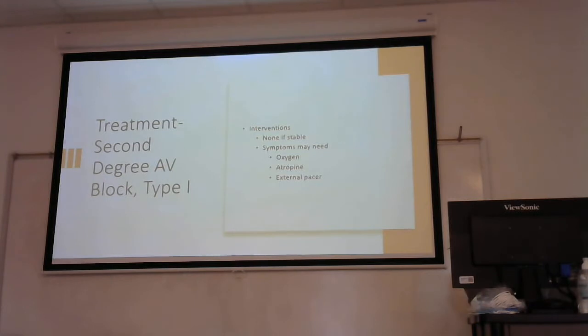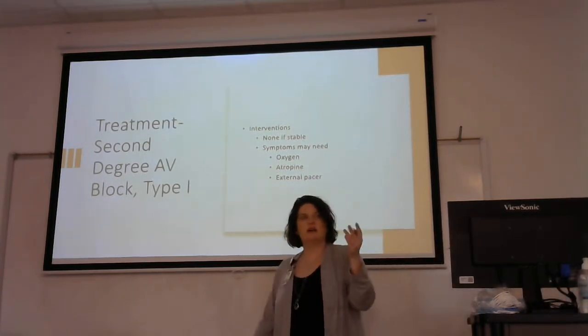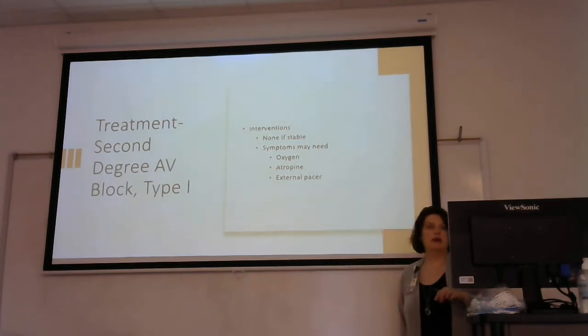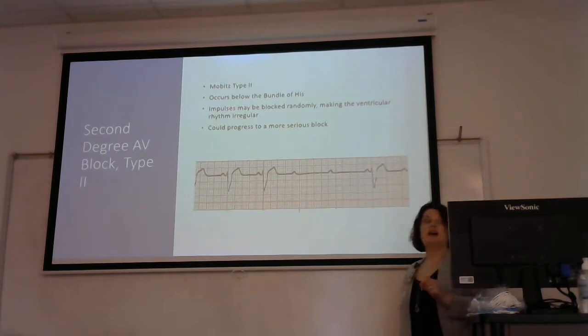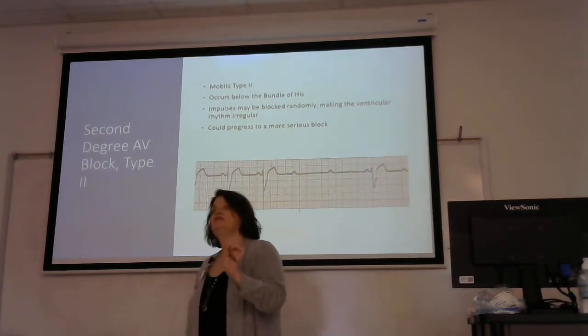As I said, we'll give them atropine to try and increase the conduction through the AV node. We'll give them oxygen if they need it because they don't have enough circulating. And like I said, we can do external pacing like I talked to you about last week. Okay? But that's only if they're symptomatic. Now let's talk about second degree type 2.